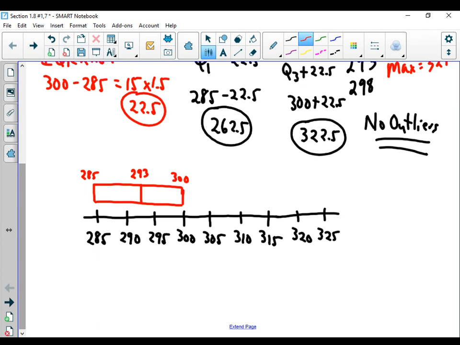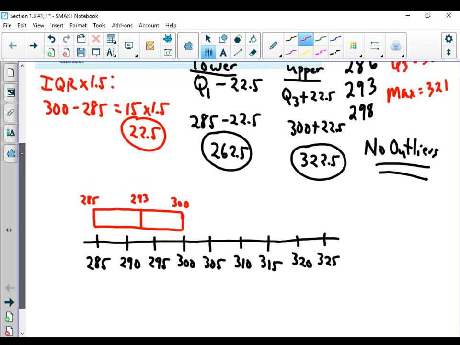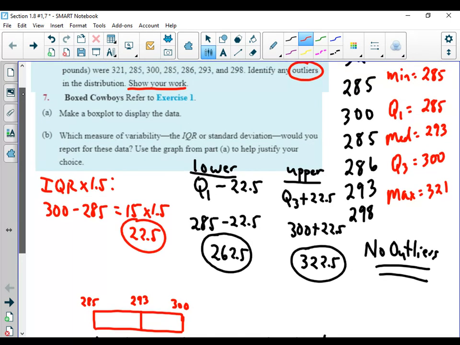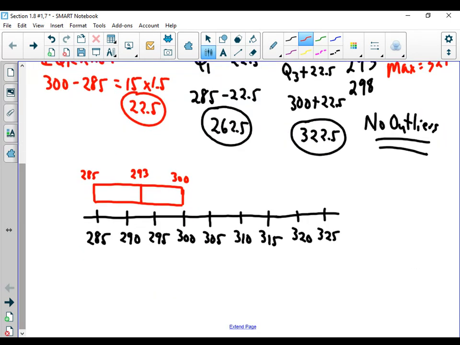This is kind of a strange one. Remember, we wanted to draw our whisker out to the smallest value as long as it wasn't an outlier. And we didn't have any outliers here, so we don't even have to worry about outliers on it. But the smallest value actually matches where Q1 is. So what that means is I don't even have to draw anything out on the low end because there's nothing to go to that's lower than 285. On the high end, though, we go up to 321. So I'm going to go out to 321, and that's where my whisker will go out.